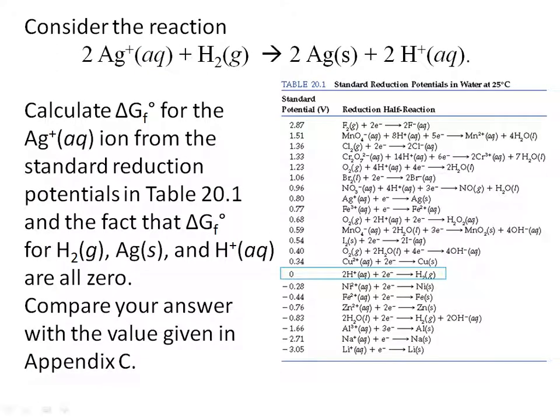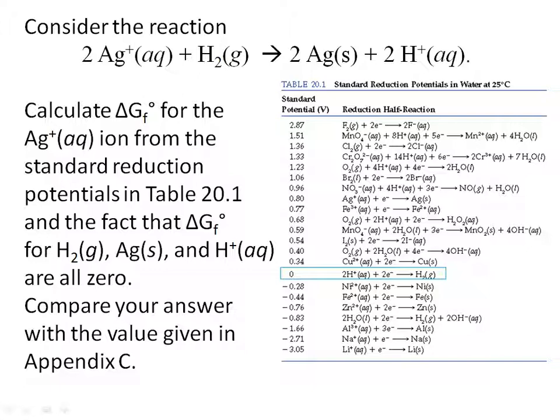Let's consider this reaction. So we've got silver ion being reduced into solid silver. When we buy silver salts like silver chloride for our school to use in reactions, it's very expensive because we can easily turn that into silver metal if we wanted to. So what I'd like you to do is calculate delta G sub f. Remember, that's the delta G of formation for the silver plus ion. And we're going to use the standard reduction potentials in this table, which I've shown for you here.